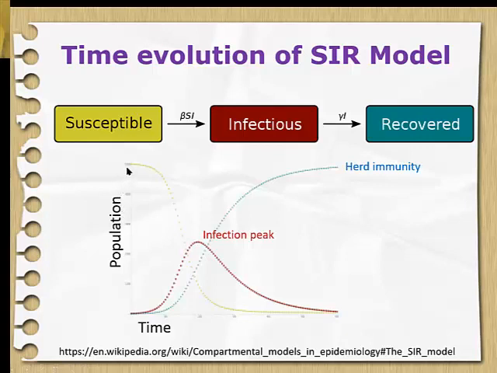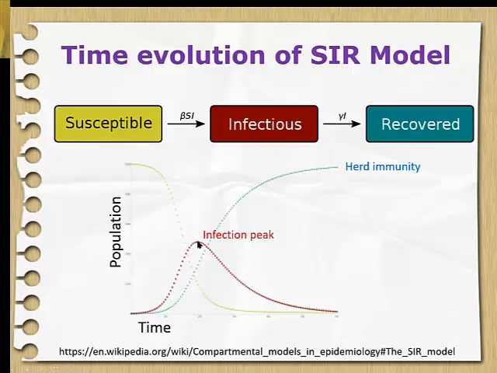At the beginning, most of my population is susceptible. They have not had the disease. Maybe I have 1 infected person. Over time, that infected person will infect others. So you see the number of infections growing, and reaching a peak. This is an infection peak right here.